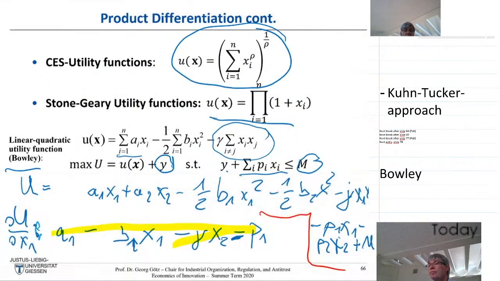We also will have examples where we calculate that, but what I try to make clear is that even though this linear quadratic function doesn't look that nice, it gives a really nice demand structure, namely a standard linear demand function for differentiated products. And of course, for firm 2, I could do the same, and I would get A2 minus B2 x2 minus gamma x1 is equal to P2.